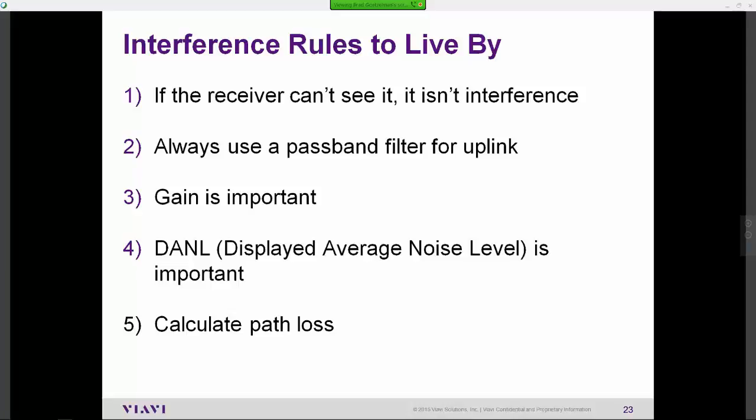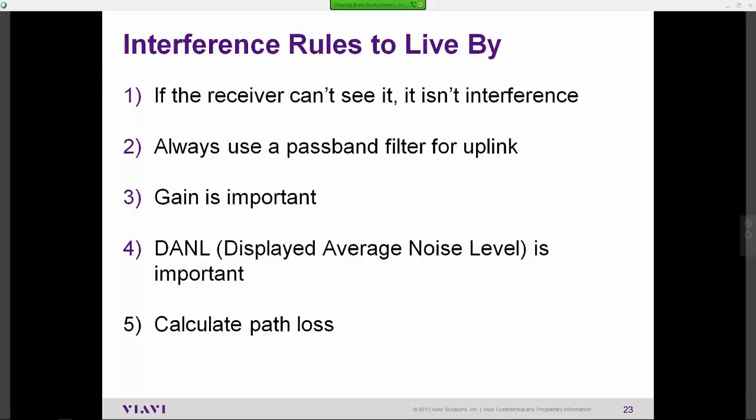Second point, always use a bandpass filter for the uplink. One of the greatest analogies I've ever heard is that if you go out to look at uplink interference and you're not using a bandpass filter, it's kind of like going out in the daytime looking for stars when the sun is out. If you have a transmitter adjacent to you as far as spectrum, it's going to make it very difficult, if not impossible, to find uplink interference. So that second rule is extremely important.